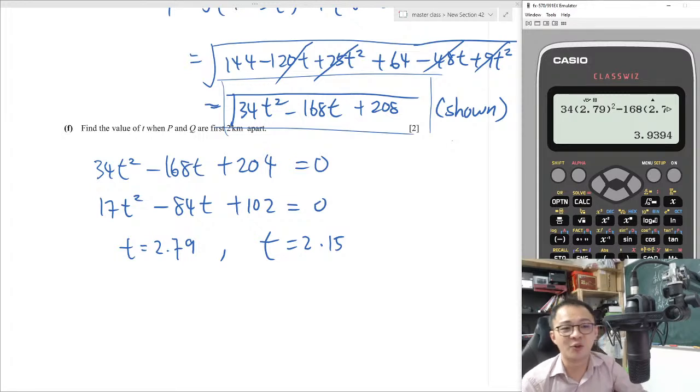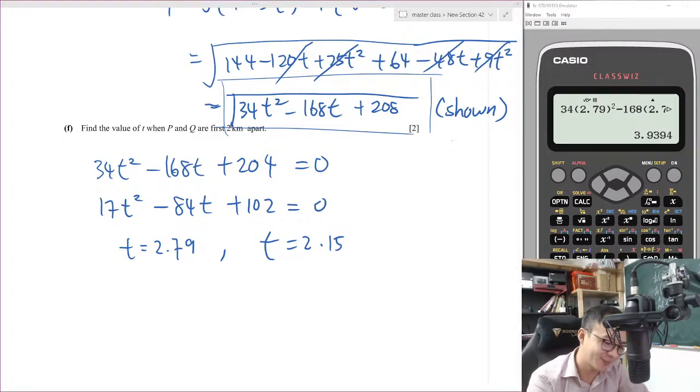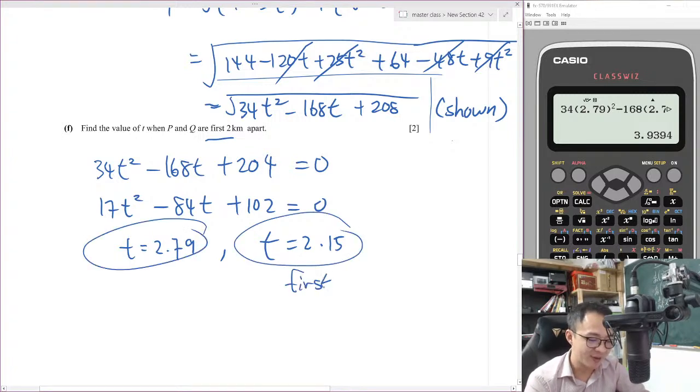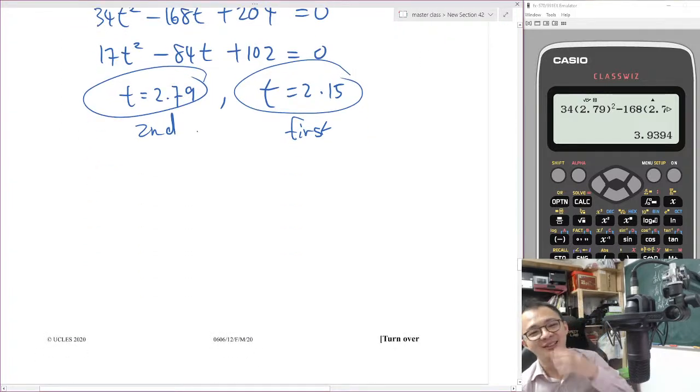Oh, because of the word "first". Yeah, that's how I can skip the important words. Do you see? That means there will be 2 cm apart at 2 different timings. This is the first timing. This one will be the second timing. And some students might ask, how is it possible to be 2 cm apart at 2 different values?